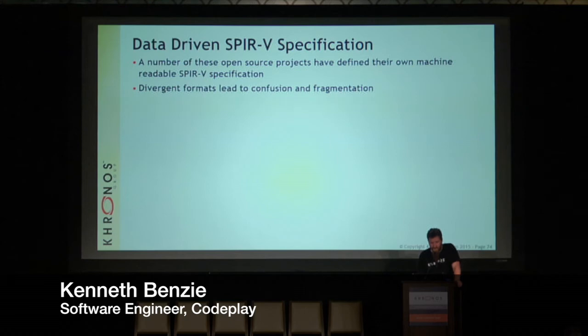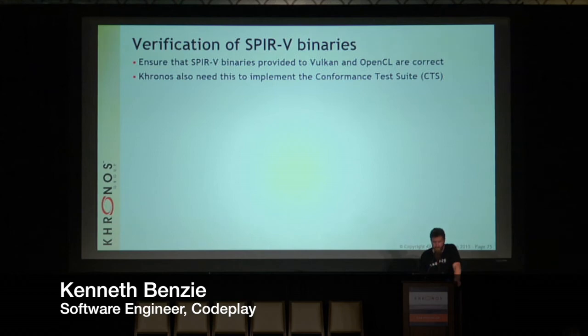So having numerous versions of the SPIR-V specification in different data-driven formats leads to divergent formats, confusion and fragmentation. And to ensure that SPIR-V binaries provided to Vulkan and OpenCL are correct, we need to do some sort of verification. This is something that Khronos also needs to do for the conformance test suites.